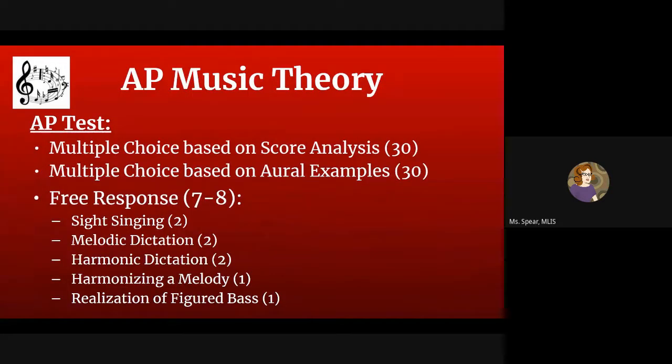The AP Music Theory test is twofold. The first section is multiple choice. There are multiple choice questions on a score, usually a classical score, that a student is being asked to read and interpret and answer. The second portion of the multiple choice will be aural examples. Students will listen to a section of music, and then they'll be asked a series of questions on what they have listened to. Then there's a free response section, and this is largely recorded. This will involve sight singing. The quality of the singing is not scored. Melody dictation, harmonic dictation, harmonizing a melody, and realization of figured bass. So those are the standards that students will meet when they take the AP exam in May.